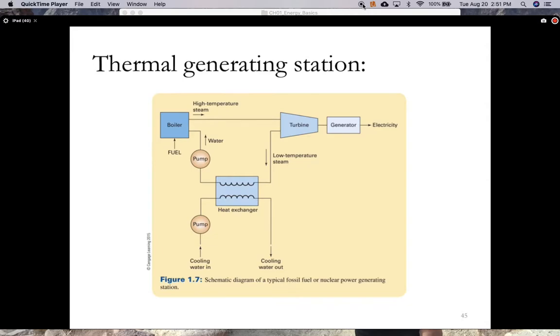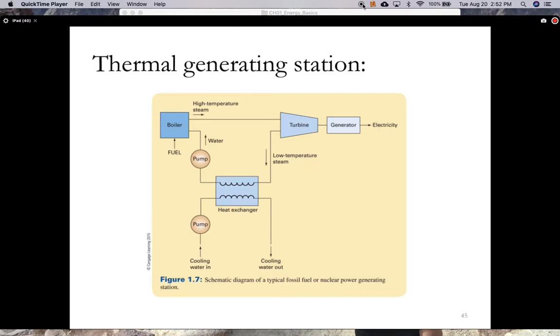All right, so here's another cartoon picture. You burn a fossil fuel, you boil water to get steam, high temperature steam, which turns a turbine, which turns that loop of wire, and electricity is produced. And then you dump that lower temperature steam. Okay, so that lower temperature steam, and you have to get rid of all that heat.